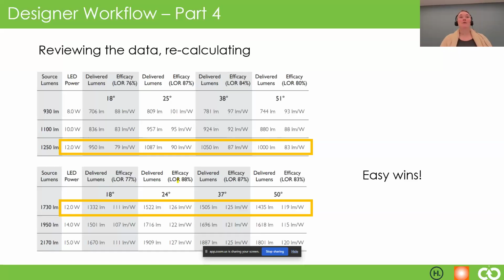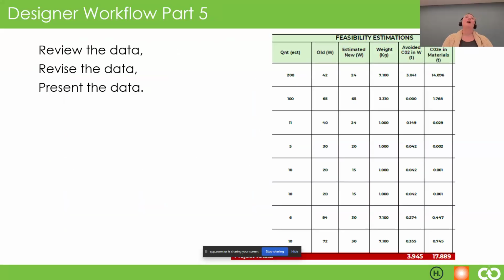And this is just an accident, right? We had accidentally put a lower efficacy fitting into a calc without knowing that a higher efficacy one was available. And the only difference is the diameter. So instead of a 48 millimeter diameter, we went to a 70, and it's completely fine. So sometimes there are easy wins. And again, those easy wins aren't necessarily carbon driven, but they do have a carbon savings. And then review the data, revise the data, present the data. It's all about making sure that things are correct. So getting the quantities right, getting your burn hours right, understanding what your avoided CO2 is.